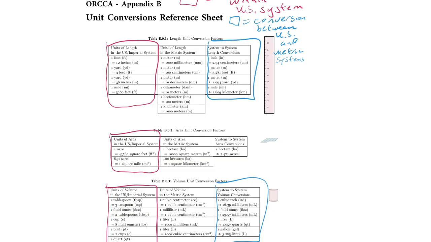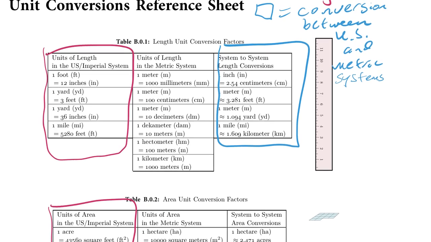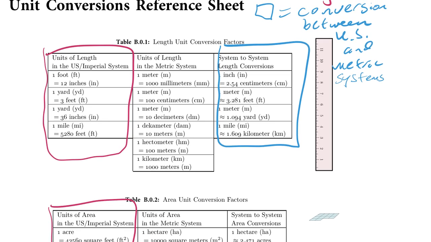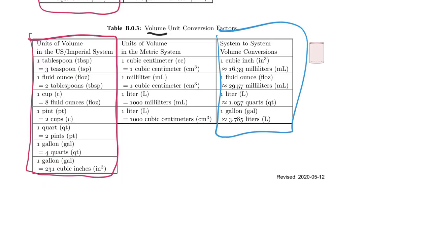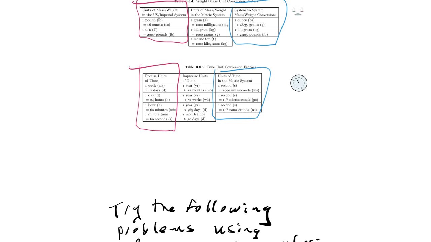Okay, here's the table I'll give you. Okay, we have units for length or distance. We have units for area. We have units for volume and for weight and for time.